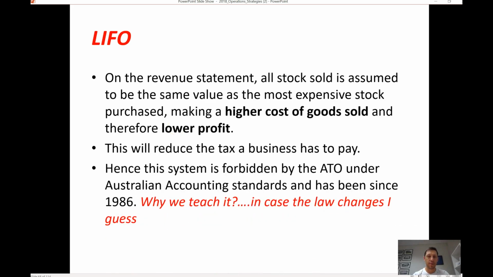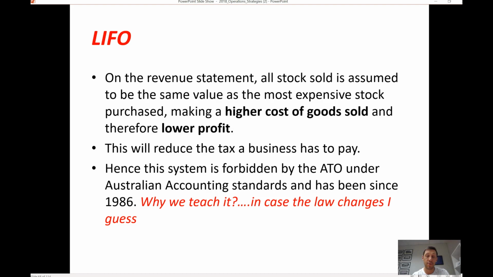Let's just explain what I've just said. LIFO does reduce the amount of tax that a business has to pay because over time it's going to be assumed that the cost of purchasing inventory is going to increase, and therefore the stock that was bought only yesterday, for example, would have cost more than the stock that was bought 2 years ago, and therefore that reduces the profitability of the business and it reduces the tax the business has to pay. Therefore, not surprisingly, it's actually illegal in Australia to use LIFO as an inventory valuation method.